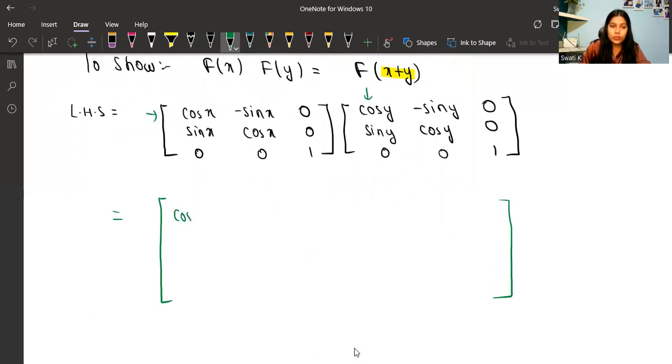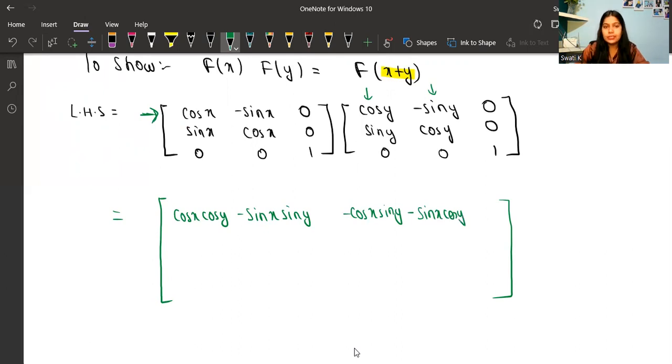So cos x cos y, then minus sin x sin y. This is the first entry, and of course 0 into 0 is 0. Now again the first row, but the second column. So this is going to be cos x into minus sin y, that means minus cos x sin y, then minus sin x cos y. So this is minus sin x cos y. And then the next entry is just 0 into 0, which is 0 only. Now again the first row, but the third column. So this into 0 is 0, this into 0 is 0, and 0 into 1 is 0 only. So this entry is simply 0.